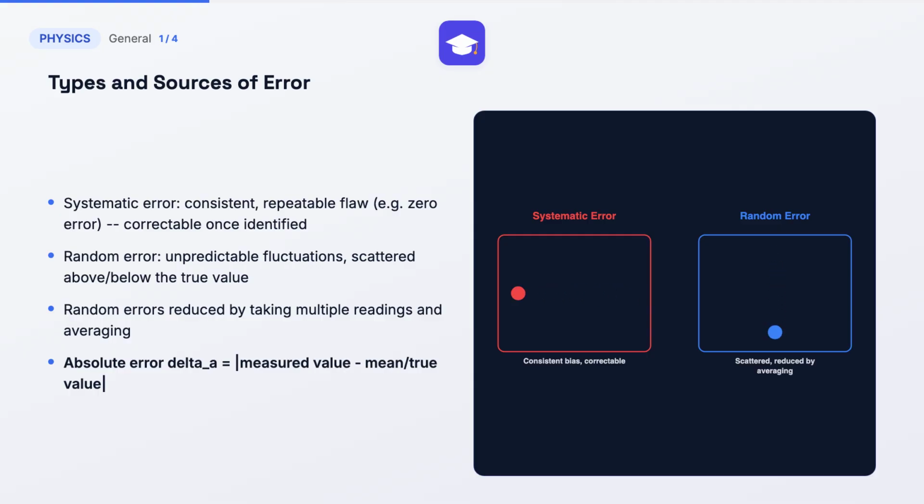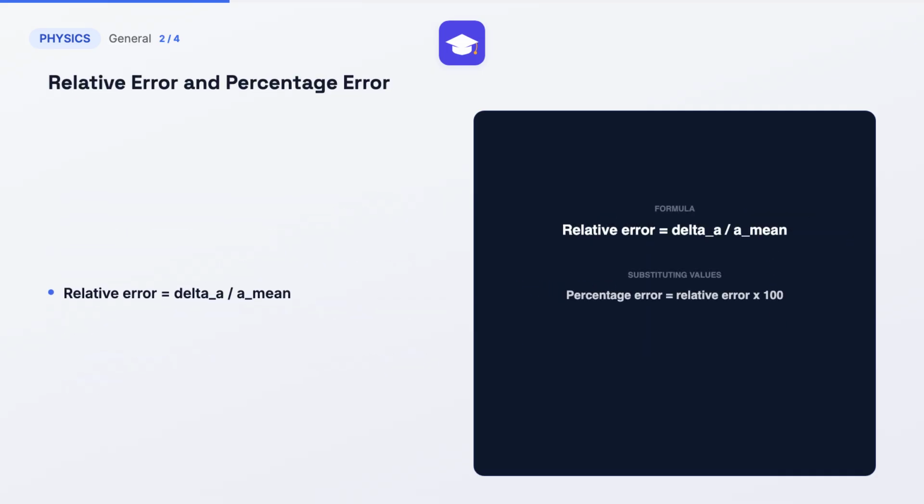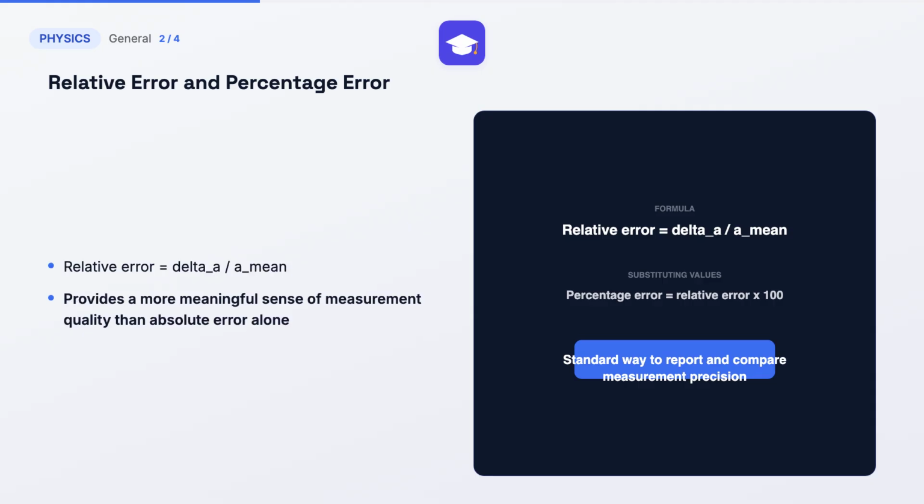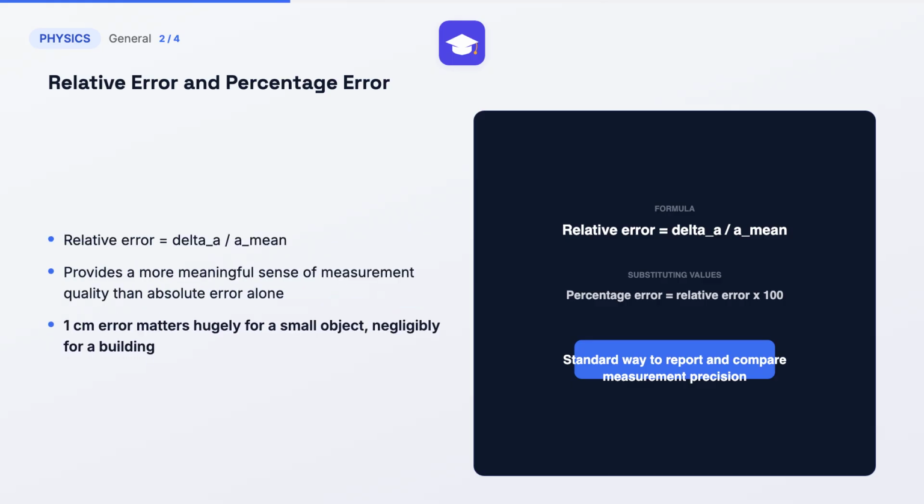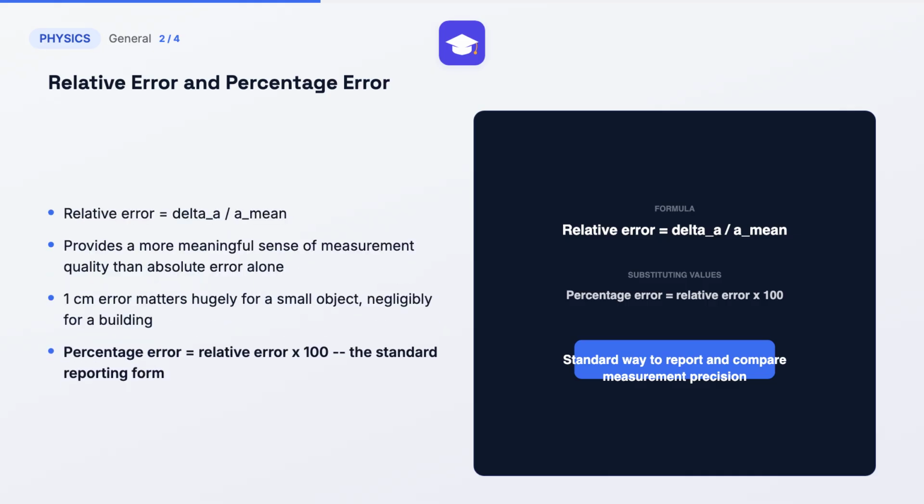Absolute error delta A is the difference between one specific measurement and the mean, and the relative error expresses that absolute error as a fraction of the mean value itself, delta A over a mean. This provides a far more meaningful sense of a measurement's actual quality than the raw absolute error alone, since an absolute error of 1 centimeter matters enormously for a small object, but is utterly negligible for measuring a building. Multiplying that relative error by 100 gives the percentage error instead. This specific percentage form is the standard way experimental precision gets reported and compared.